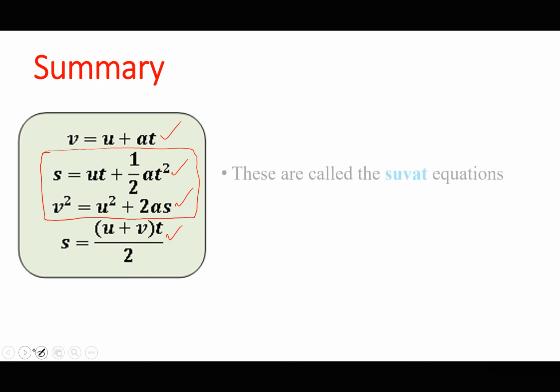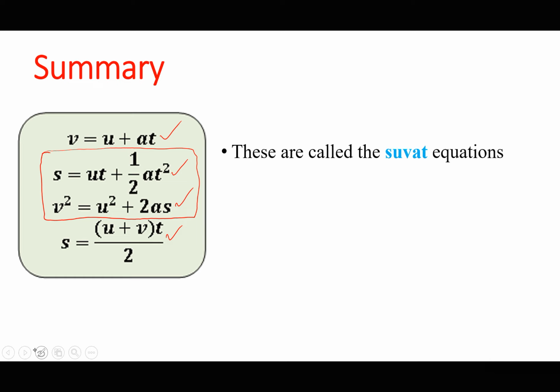So these are going to be called the suvat equations. They are called suvat because they relate s, displacement, u, initial velocity, v, final velocity, a, acceleration, and t, time. That's why we call them the suvat equations. They relate displacement to initial and final velocity, acceleration, and time. Okay, so those are the equations of motion.